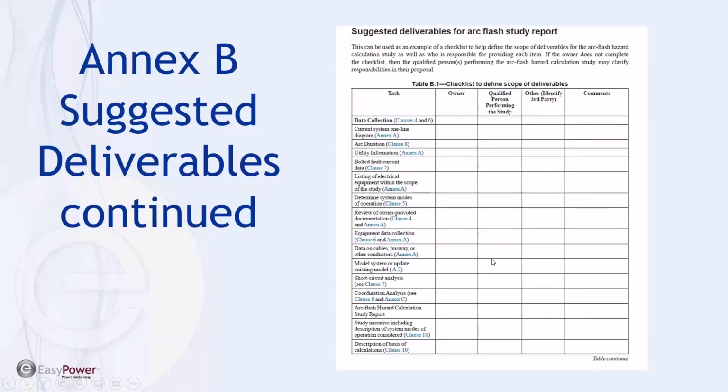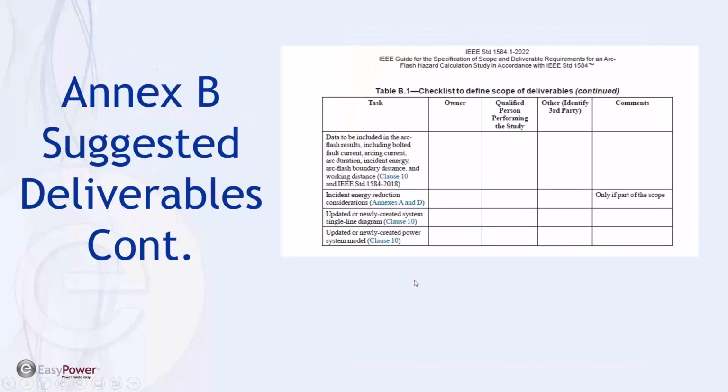And so our Annex B goes on to talk about references in Clause 4 and 6. These are references to how the data collection could and should be done based upon the discussion by the owner and the person doing the study. And then again, it takes up the spreadsheet, which was only one page in the 2013 version. Now it takes up a better part of a page and a half. And it concludes that the deliverables may include incident reduction considerations only if it's part of the scope.